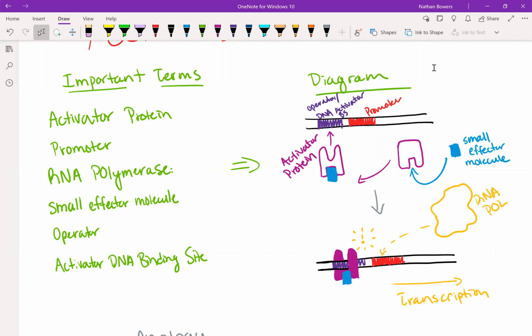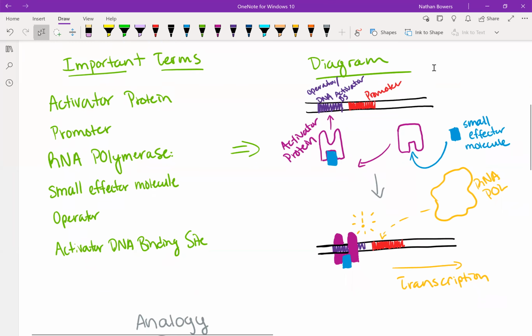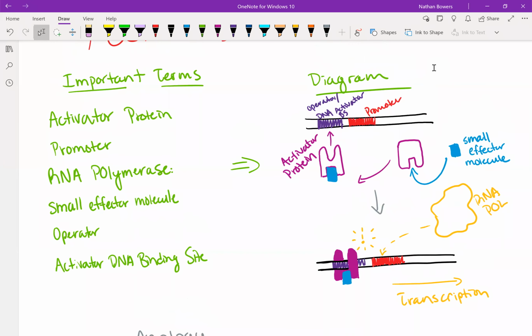The small effector molecule is also very important because in a positive inducible mechanism, when the small effector molecule is present and binds to the activator protein, the activator protein undergoes a change in its structure so that it can actually bind to the operator so that transcription can happen.